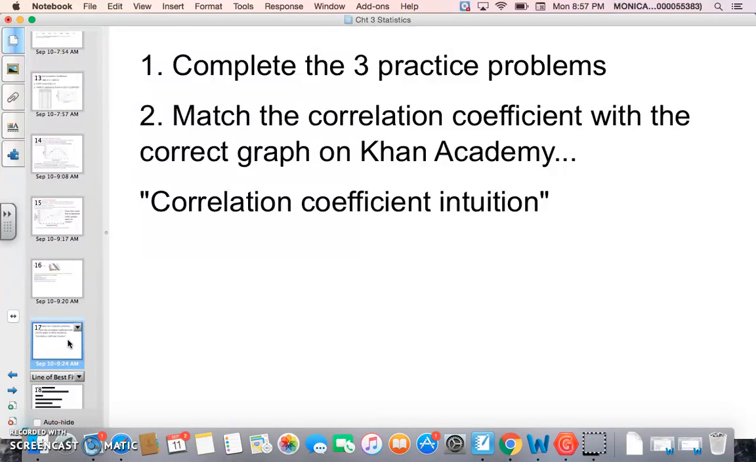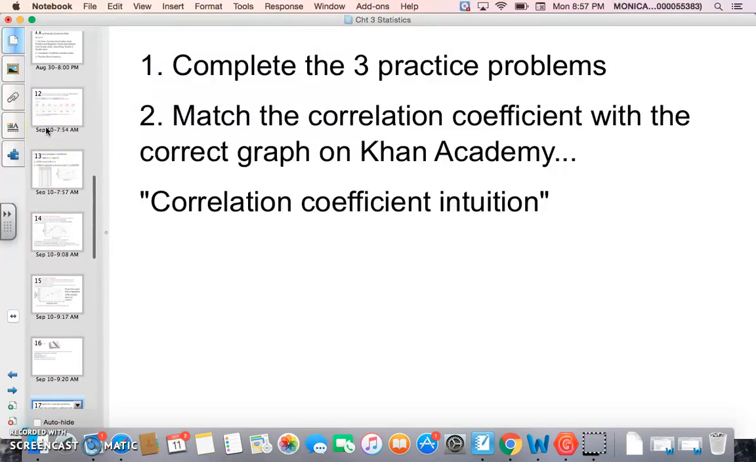So there are 3 practice problems on the back side of your worksheet. And again, you're going to need to calculate the correlation coefficient. For some of them, you'll also have to draw the scatter plot and calculate the correlation coefficient. So let's go back and review. How do you calculate your correlation coefficient?